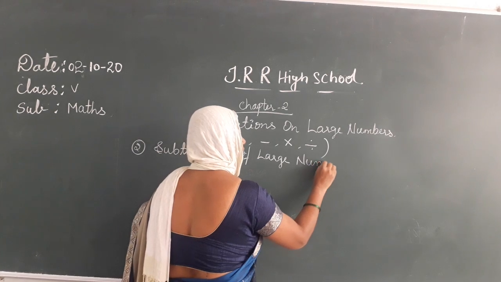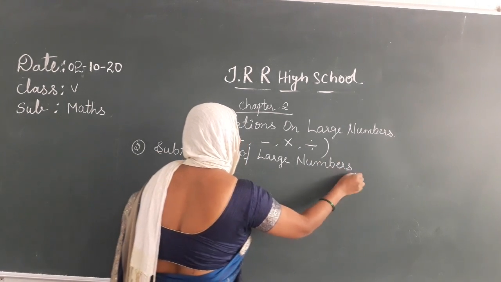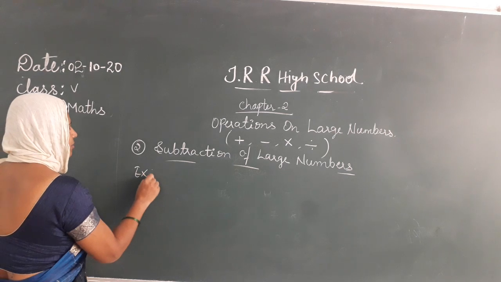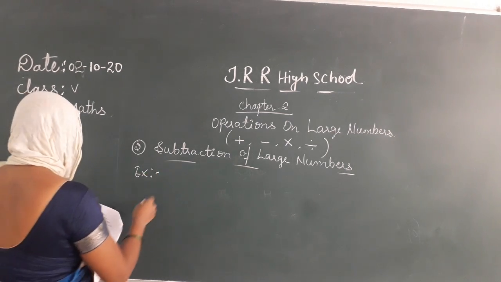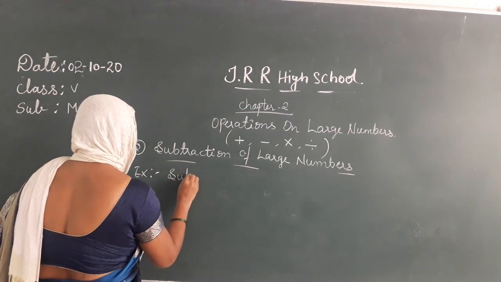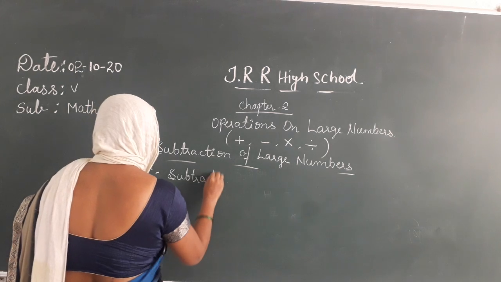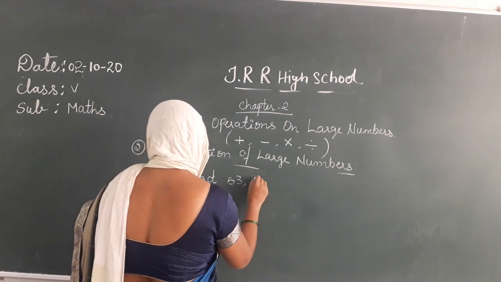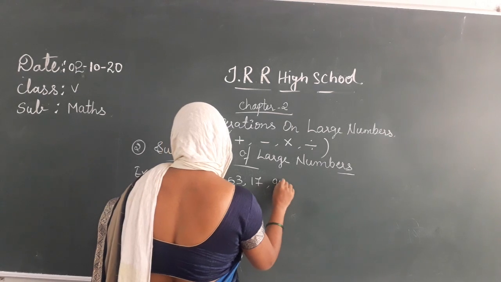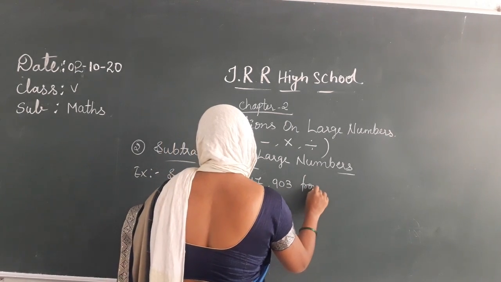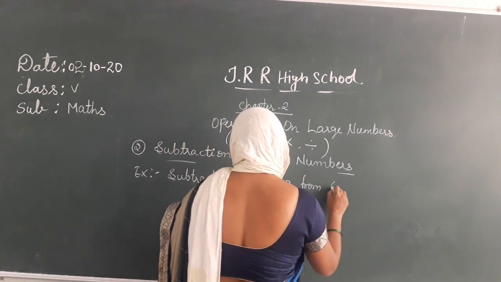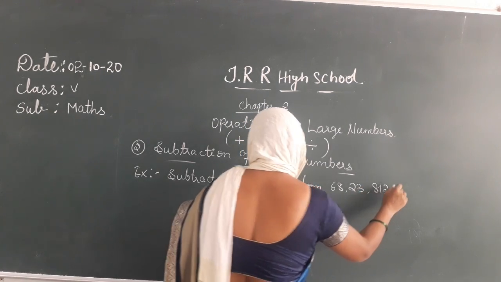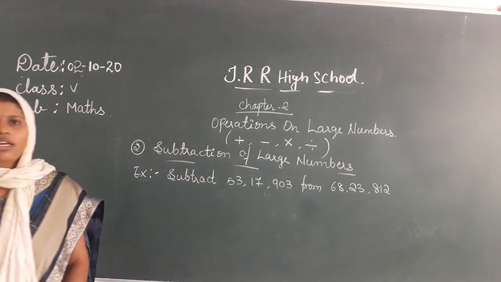Large numbers. Subtraction of large numbers. So here I am taking one example. Subtract 53,17,903 from 68,23,812. This is my number.